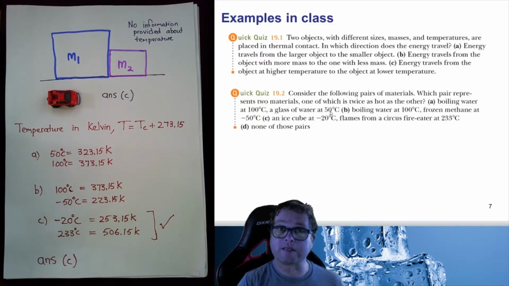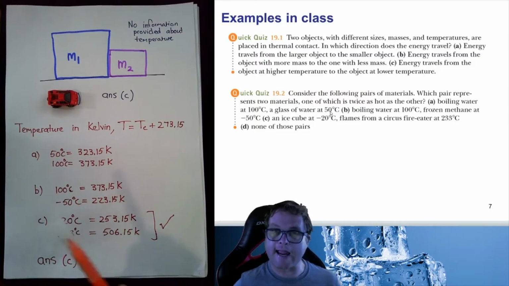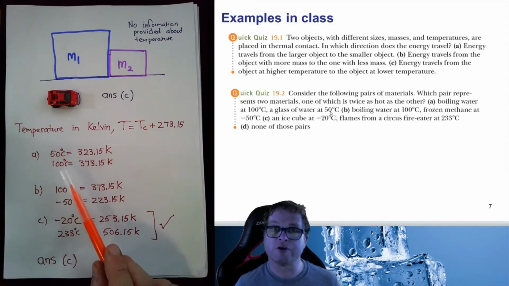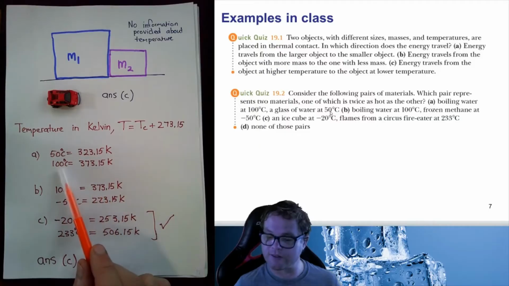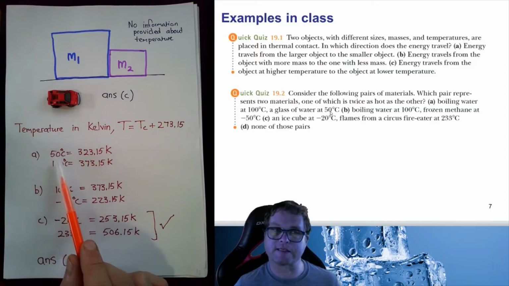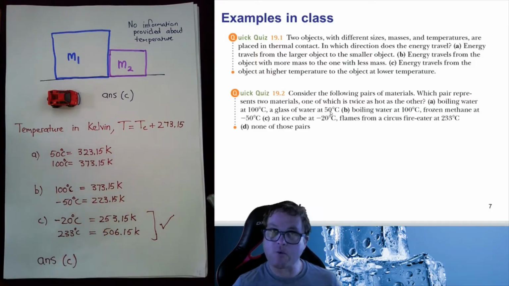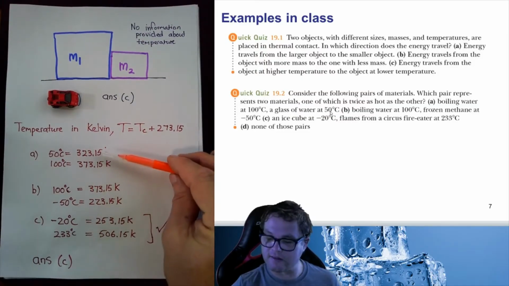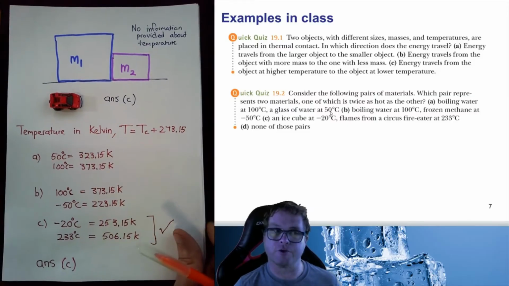So what we would like to do is convert the different cases to SI units, and we're going to be working in Kelvin. So if we convert each of these to Kelvin, for case A we have boiling water at 100 degrees Celsius. If we convert that to Kelvin, we do that by adding 273.15 to 100, gives us that temperature. If we convert 50 degrees Celsius to Kelvin, we get this. And when we compare the temperatures in Kelvin, we can see that these don't differ by a factor of 2.